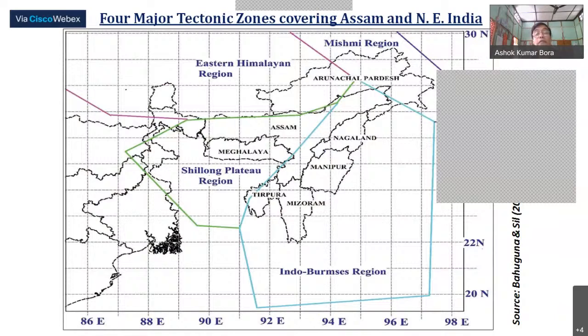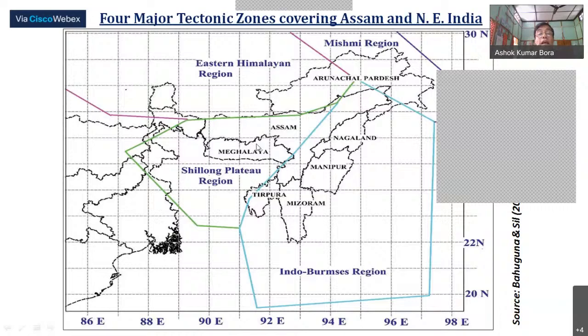Now, an attempt has been made in one research work to divide whole Assam and Northeast India into 4 major tectonic zones. One major tectonic zone is the Mishmi region. It is characterized by the Mishmi thrust and Lohit fault, and this is the region where the Mishmi hill ranges stand, and that is the Indo-Burmese region, which is highly tectonically active and very much important from the high intensity of earthquake point of view.